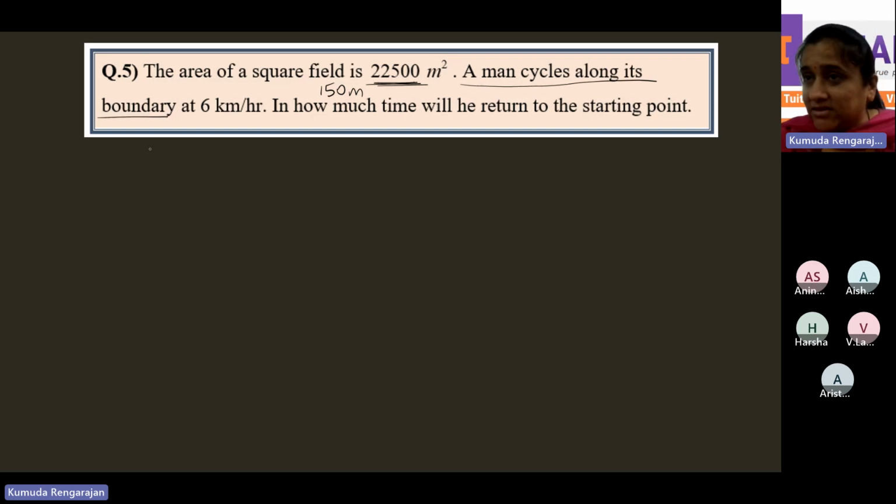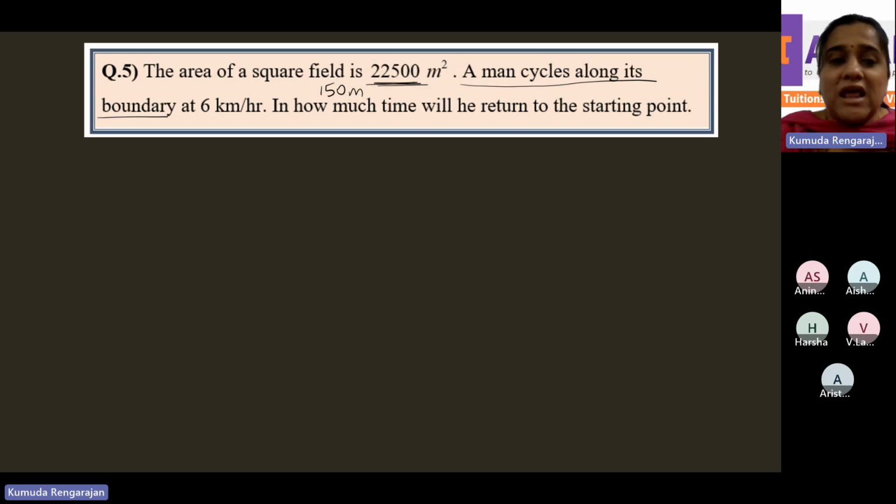So now, a man cycles along its boundary. So he's not invading the area of the square field. He's silently going on the boundary. That is, he's tracing the perimeter. The wheels of the bicycle are going on the perimeter of the square field, not on the area portion, perimeter.